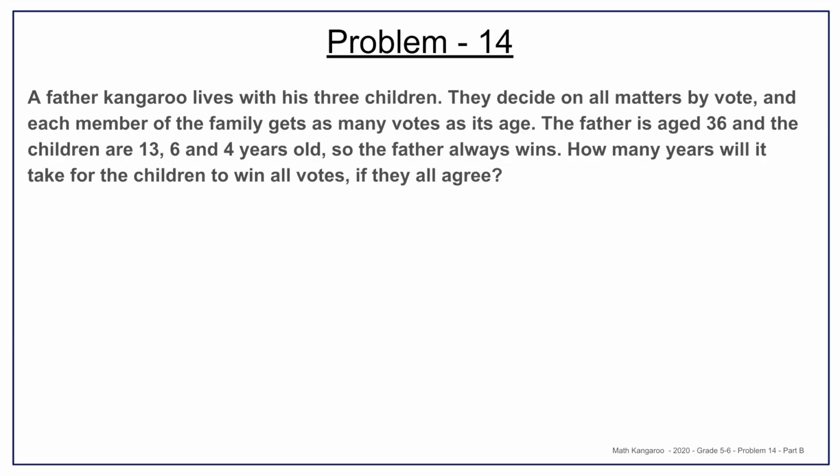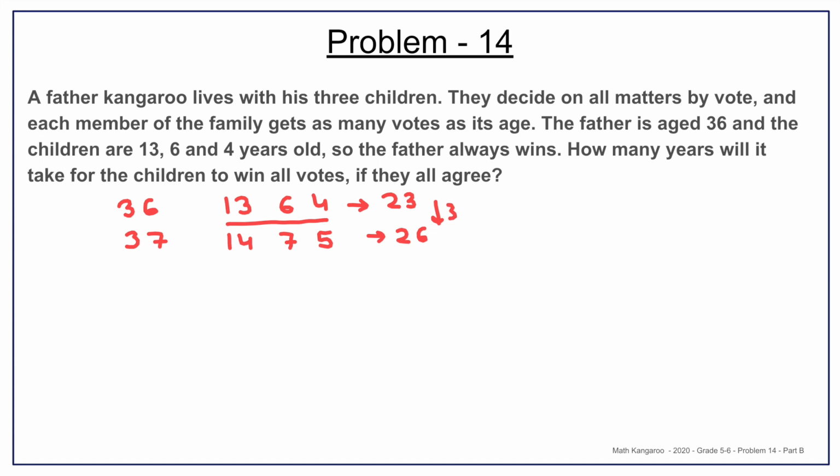So let us solve this problem now. Initially the father is 36 years old. Kids are 13, 6, 4. That totals to 23 years, which means they will have 23 votes. After a year, father will be 37, kids will be 14, 7 and 5. That totals 26. They will increase by 3 votes.